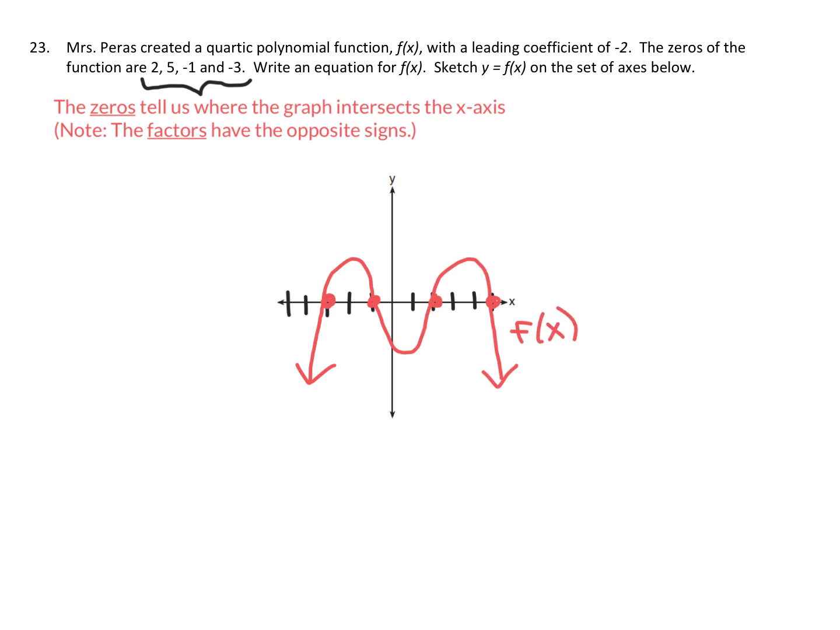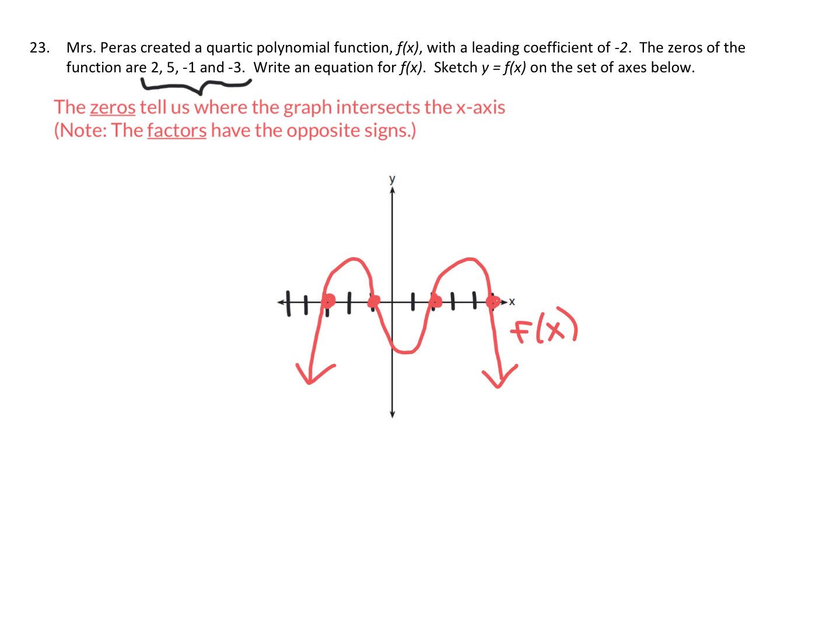Okay, and I know that there's no multiplicity. It's not going to be bouncing off at any of these x values because it's a quartic, which means a fourth degree function, and it has 4 zeros. Okay, now, it's the factors that have the opposite sign. Now, when it says write an equation for f of x, I would write it in factored form, and I would leave it at that.